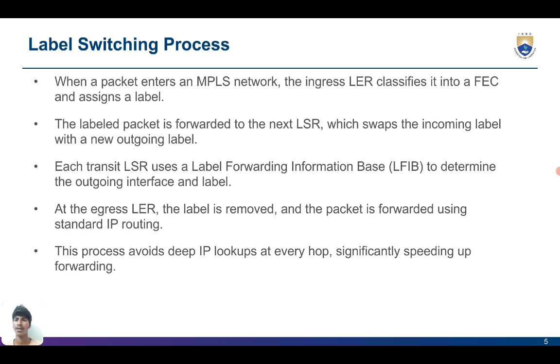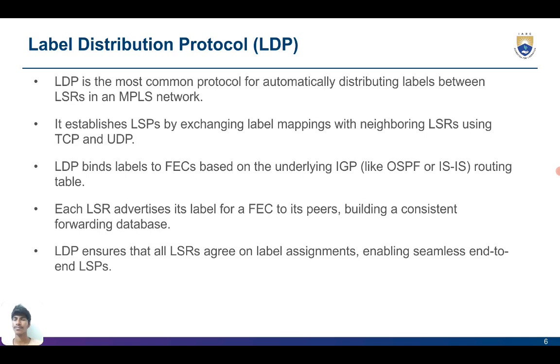Label switching process. When a packet enters an MPLS network, the ingress LER classifies it into a FEC and pushes a label. The labeled packet is forwarded to the next LSR, which swaps the incoming label with a new outgoing label. Each transit LSR uses a label forwarding information base, LFIB, to determine the outgoing interface and label. At the egress LER, the label is removed and the packet is forwarded using standard IP routing. This process avoids deep IP lookups at every hop, significantly speeding up forwarding.